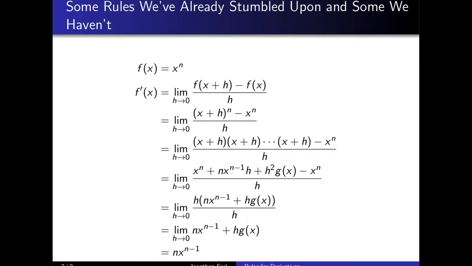We'll then cancel the h that we factored out in the numerator with the h in the denominator, and our problem now reduces down to finding the limit as h goes to 0 of nx to the n minus 1 plus h times this other polynomial. But as h goes to 0, that second term goes away, it goes to 0. And that just leaves us with nx to the n minus 1. So that's where this rule for powers of x comes in, and we're going to use it pretty frequently.